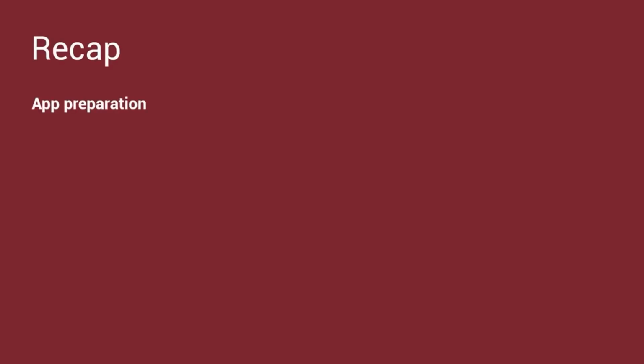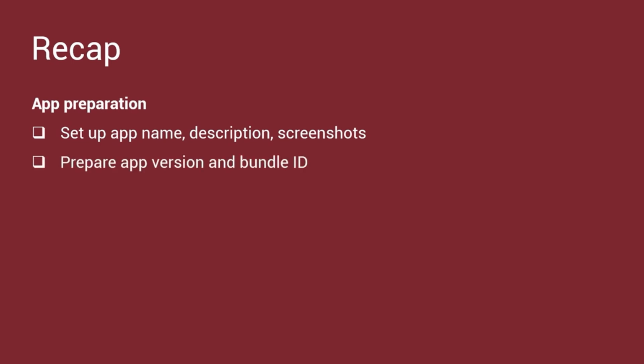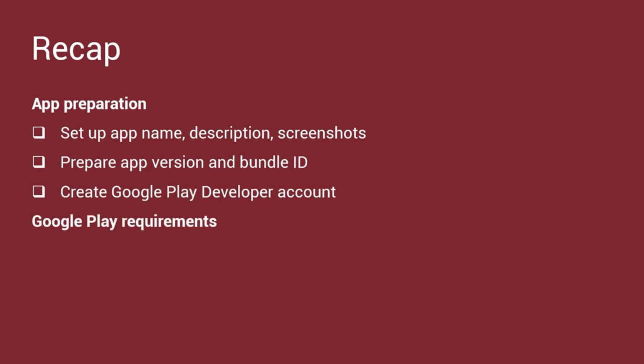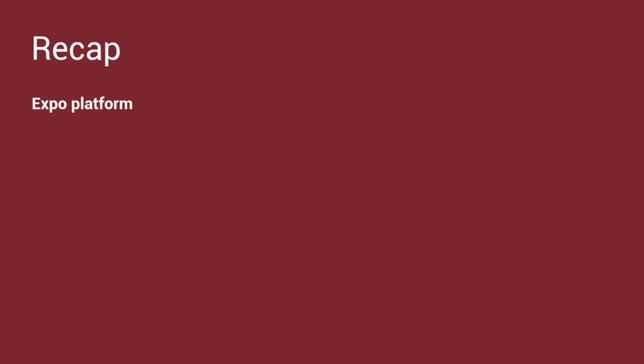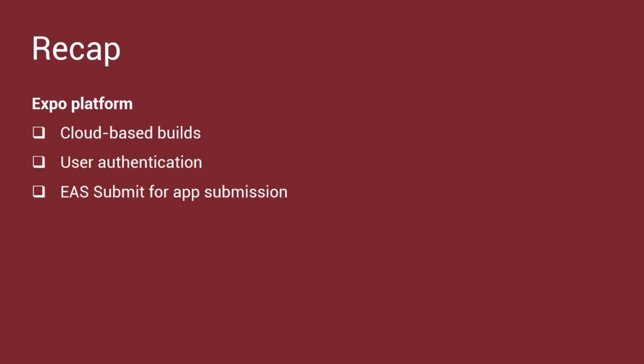In this video, you learned that launching an app on the Google Play Store involves several important steps. The process includes preparing the app name, description, screenshots, app version, bundle ID, and setting up a Google Play developer account. Key Google Play Store requirements include creating a 512 by 512 pixel app icon and selecting the appropriate app category. The Expo platform simplifies app development, enabling cloud-based builds, user authentication, and submission through EAS Submit.